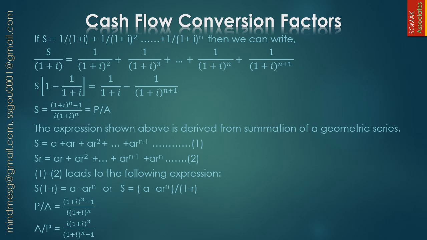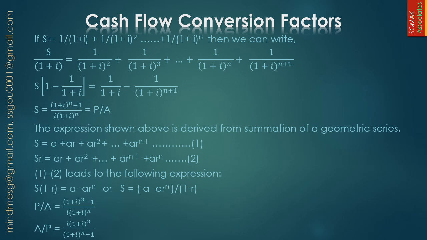Okay. There's the signature for geometric series. So then I have shown a summation, but as you can see, the factor P over A is (1 plus I) raised to the power n minus 1, over I times (1 plus I) raised to the power n. I'll post a page in Moodle where all these factors, these expressions will be there.